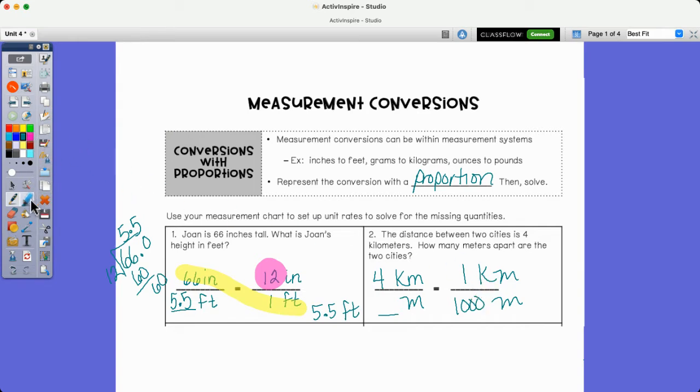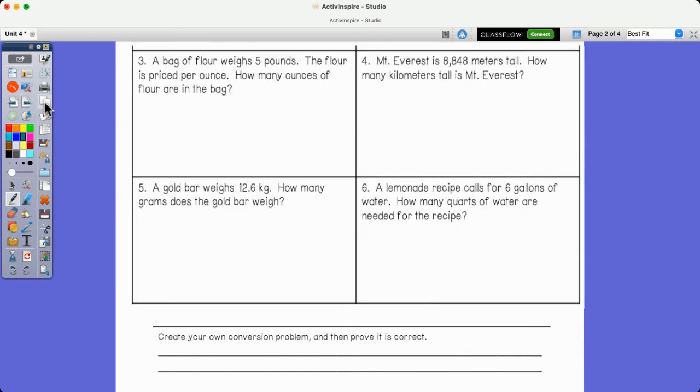And we are going to multiply and then divide. Nice division there because it's only a 1. So 4 times 1,000 is 4,000 meters. We love the metric system because it's base 10. So easy to do. Okay, let's take a look at this next one.